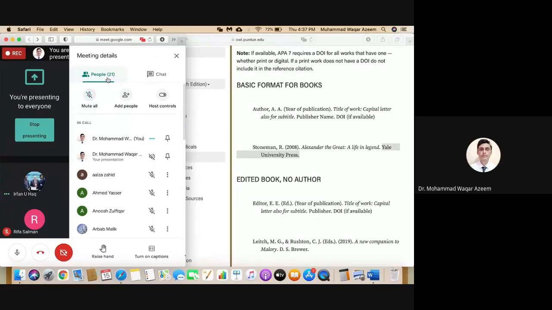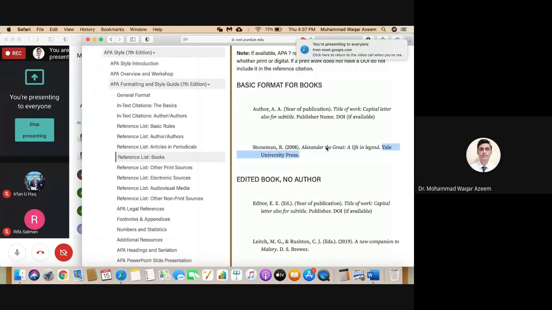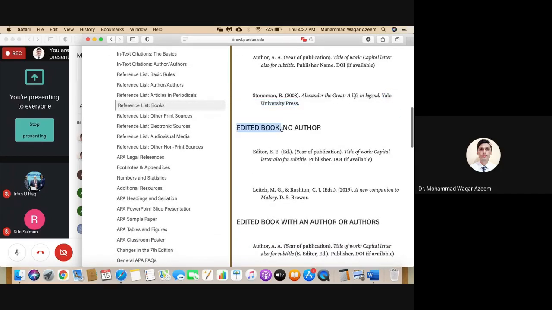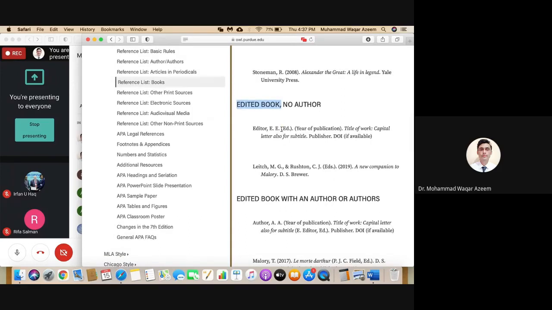No, sir. Okay. Now, it's possible that the book that you are using does not have an author, right? Rather, the book has an editor. If a book has an author, that means that the whole book has been written by one person, one individual. But if it is an edited book, then the book will not have a collective author, but it will have an editor, right? So if it is an edited book, how are you going to write its citation?